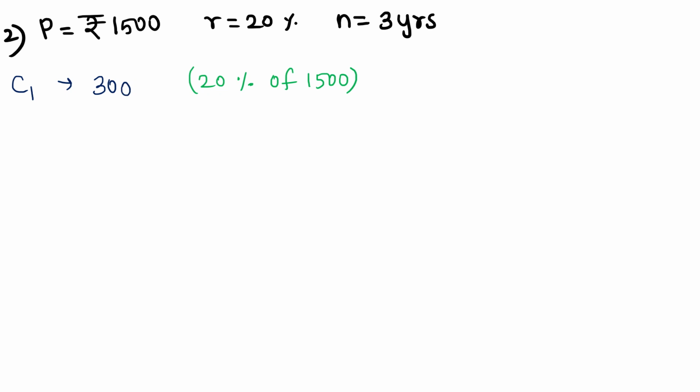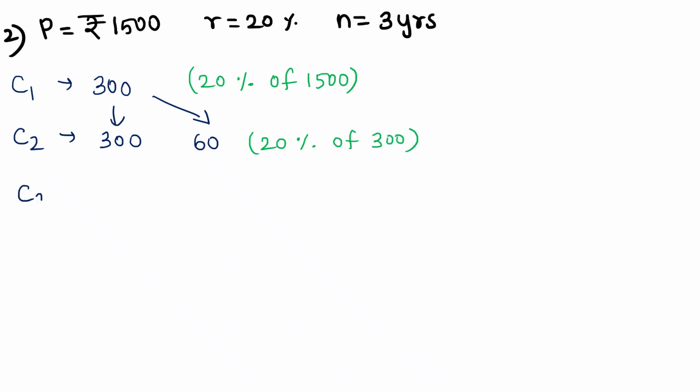Then for the second year, I have to retain this 300 as such. Then next I have to write 20% of this 300, which results in 60. So you understood what I'm writing over here, which is 20% of 300, which results in 60.